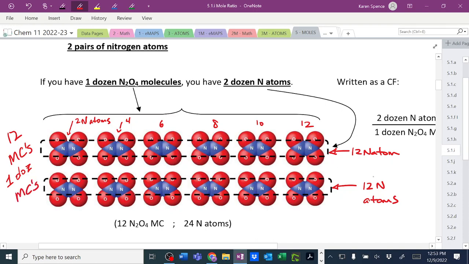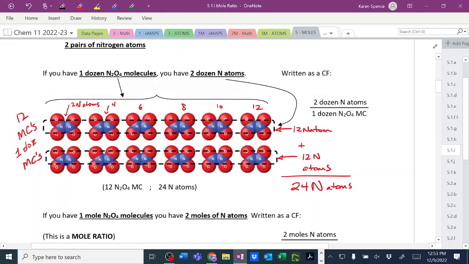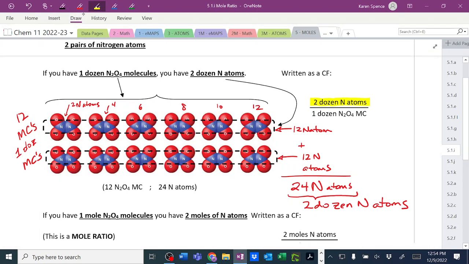And we have 12 N atoms and 12 N atoms, which gives us 24 N atoms. So how many dozen N atoms do we have? How many dozen is 24? 2. So we have 2 dozen N atoms. And you'll notice once again, what ratio do we have? We have a ratio of 2 to 1.